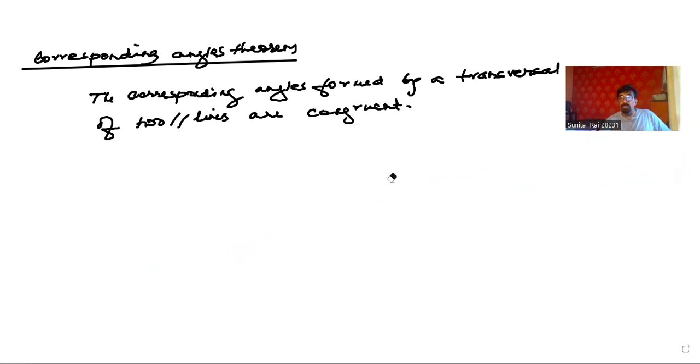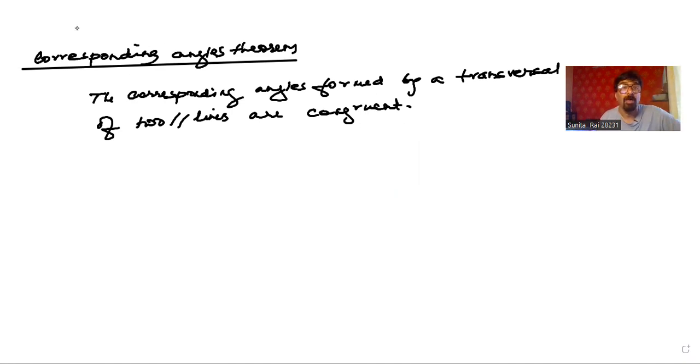The first theorem, I called it a fundamental theorem. When the lines are parallel and cut by a transversal, the interior angles formed are supplementary. The second theorem I taught was the alternate angles theorem. What it says: alternate angles formed by a transversal of two parallel lines are congruent. And the third theorem, what I taught you now, the corresponding angles theorem. Again, it says the corresponding angles formed by a transversal of two parallel lines are congruent.